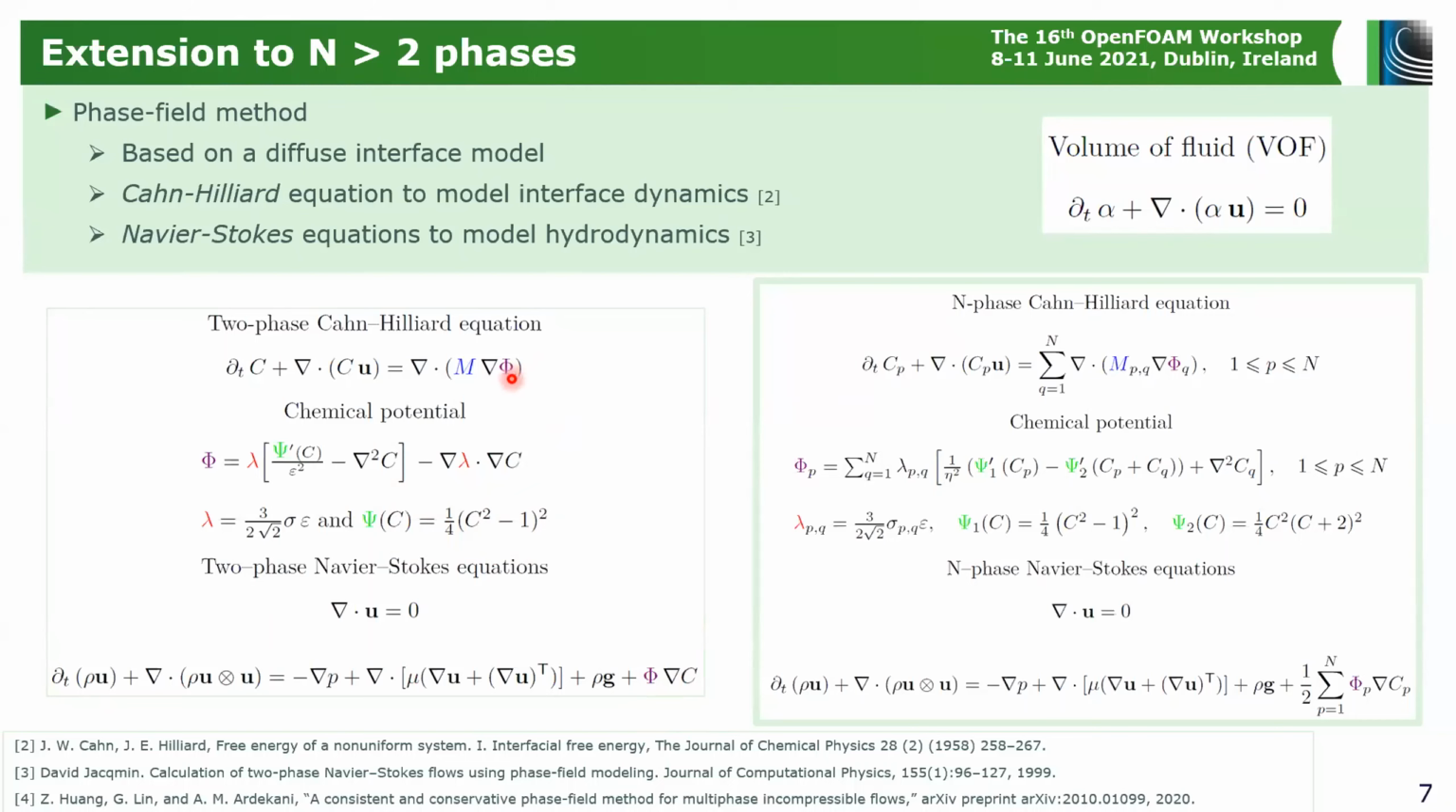Now, in order to extend this to cover n phases in the computational domain, we need to consider pairwise mobility contribution, such as this between the phases P and Q. We need to also consider pairwise interfacial energy contribution between the phases P and Q, and we need to reformulate our chemical potential formulation in order to obey the consistency condition mentioned earlier. Of course, the right-hand side of the Navier-Stokes equations, we cannot forget it. We also have to include the summation of the chemical potential through all the phases, and the contribution from the concentration gradient through all the phases.